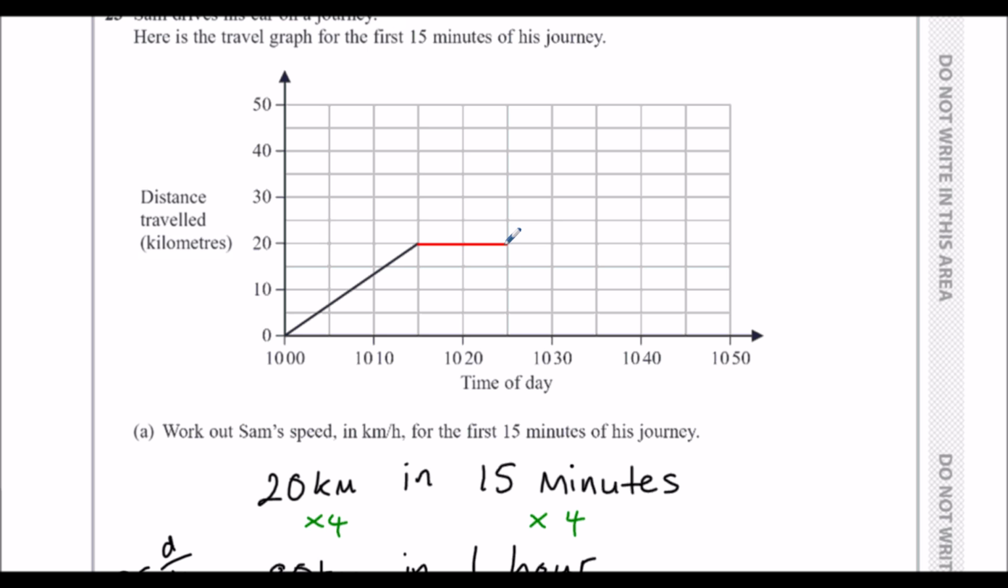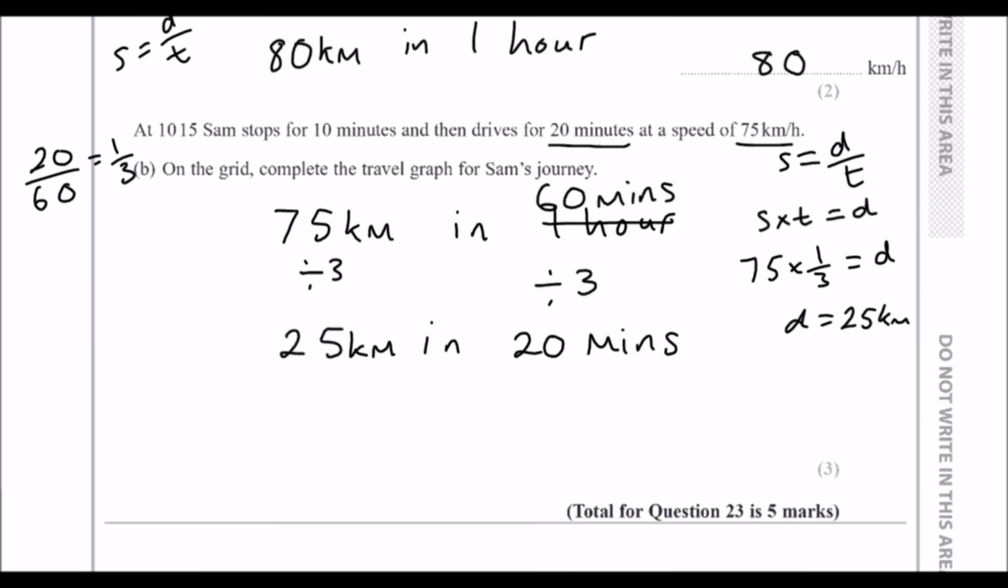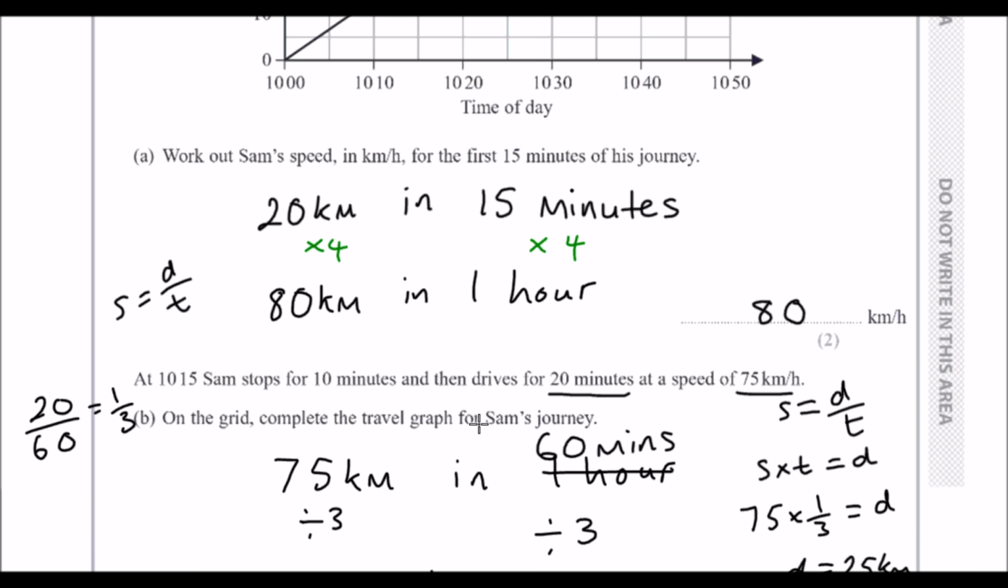So he's at 20. He's going to go up to 45, 25 kilometers in 20 minutes. So 5, 10, 15, 20, and up to 45. So he's gone 20 minutes along on the time and 25 kilometers up on the distance. And that's the travel graph completed.